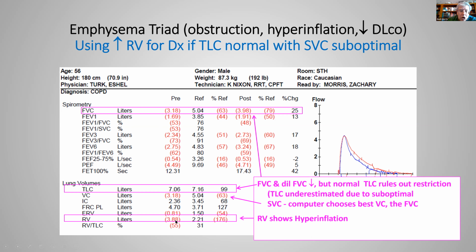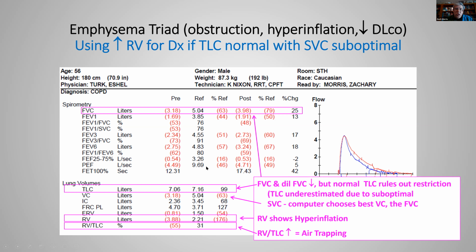Now, if you go down here, look at the RV, wow, look at this. This is like 175% of predicted. RV/TLC is super high also. So obviously this is hyperinflated air trapping, and this is probably an erroneous measurement here because of the poor vital capacity maneuver. And you get even more clues here too, because the FRC is actually normal in this patient. So it tells you the patient probably did those initial measurements okay, but our spirometry maneuvers aren't so great.